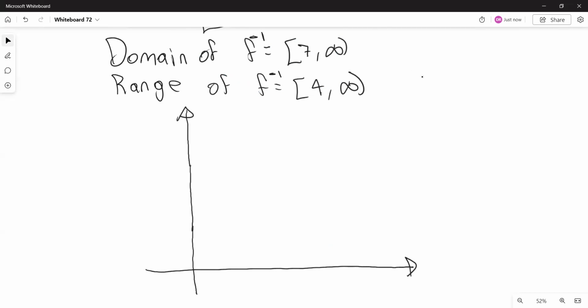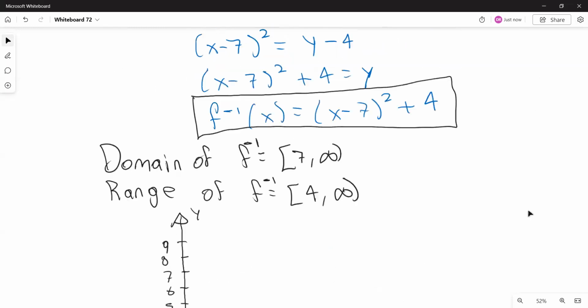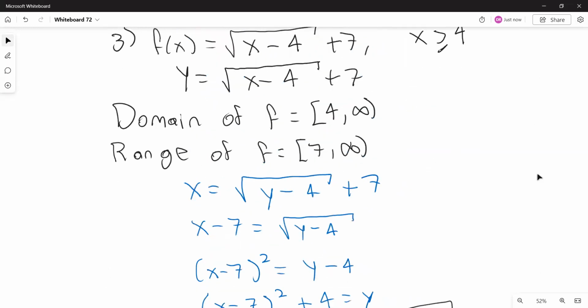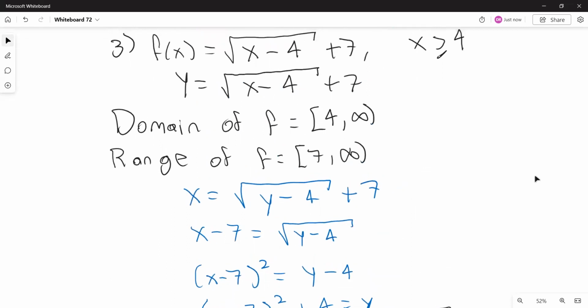Okay, so this is what we're going to do. We're going to take the x values from 1 through 9, and y values from 1 through 9. Okay, the first function, the function f, was the square root of x minus 4, plus 7.